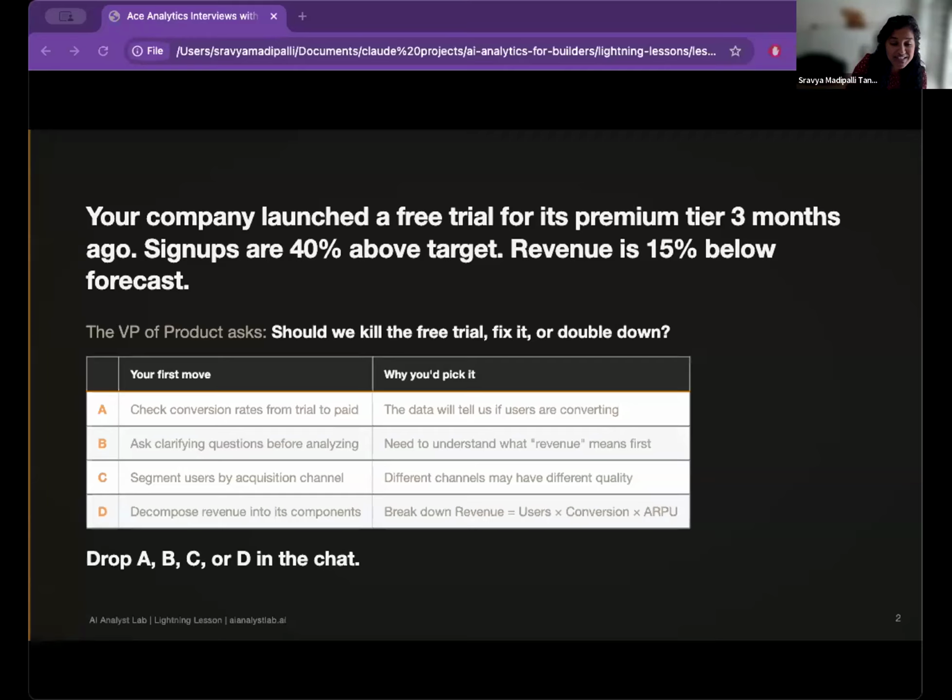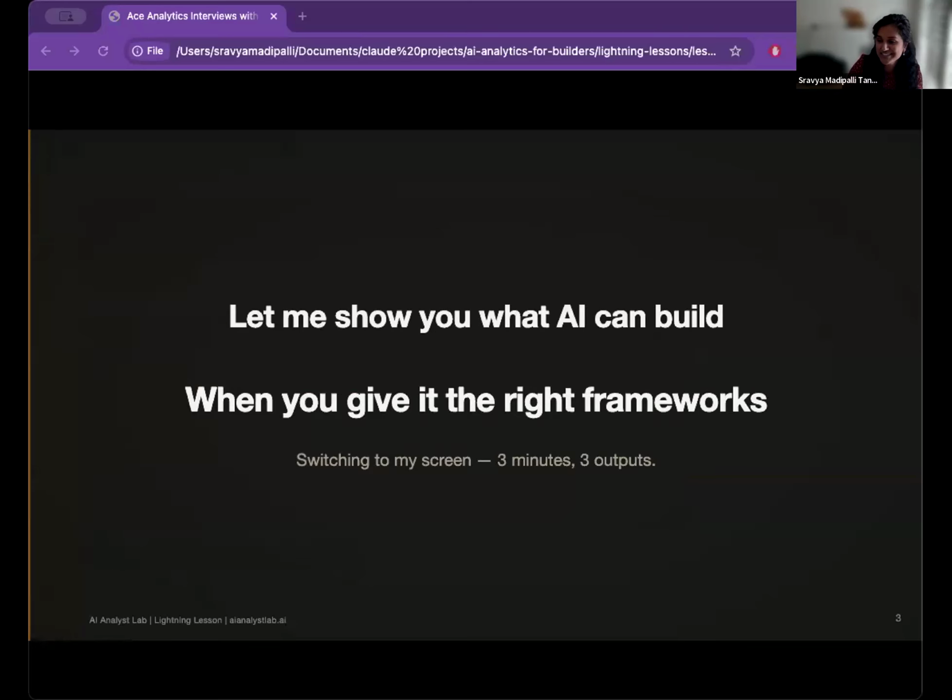Okay, cool. Looks like we do have a good chunk of folks here who would go with clarifying questions, which is the right answer. And I wanted to set you up for success, guys. So great that you chose this. Now, before going into the major workflows of the lightning lesson, I want to share with you what AI can build and how it can give you the right frameworks that set you up for success for interviews in this space. Okay? Bear with me while I share my screen.